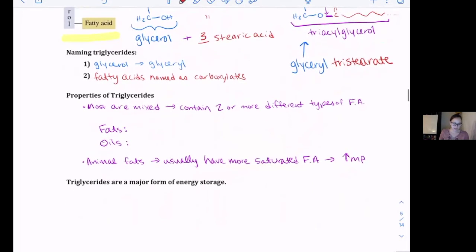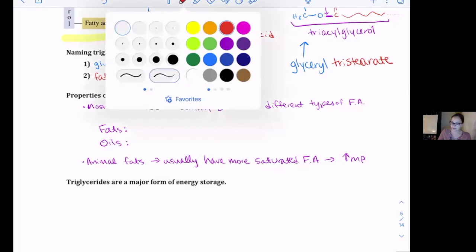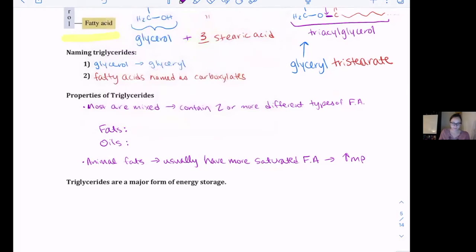Some properties of triglycerides. Most of them are mixed. So naturally occurring, most are mixed. It's not going to be three of the same type of fatty acid. They're going to be at least two different types of fatty acids. Fats are typically solids at room temp, mostly from animals.